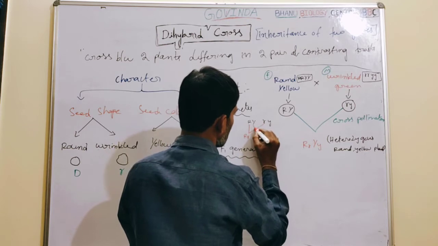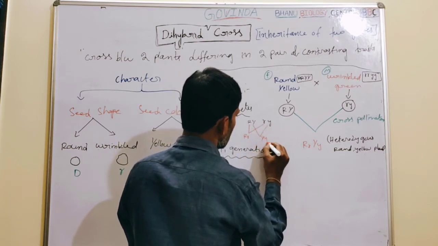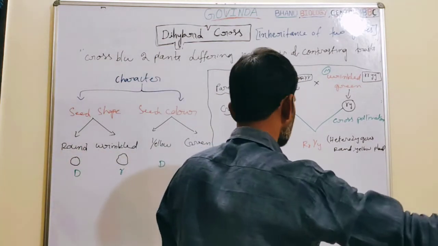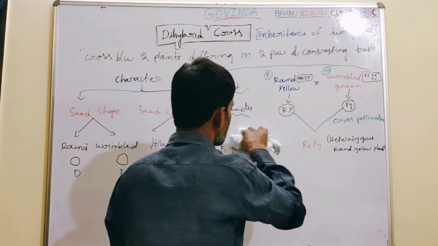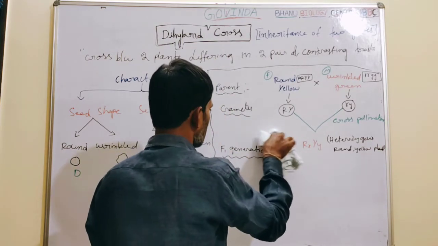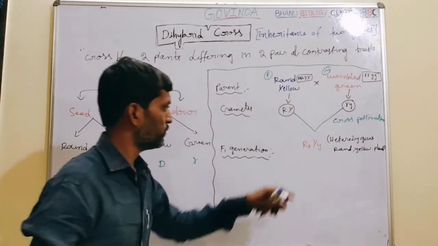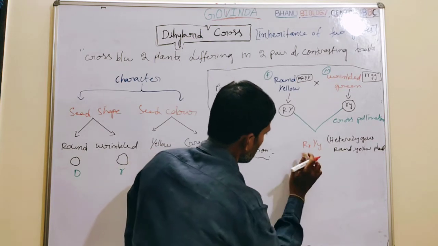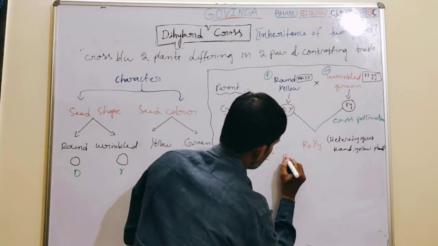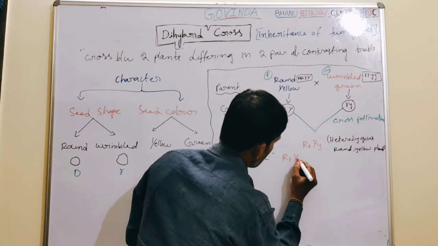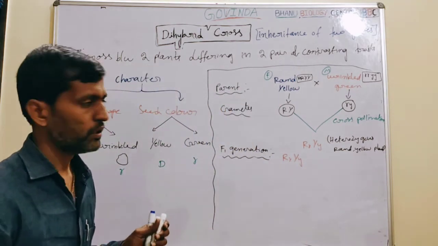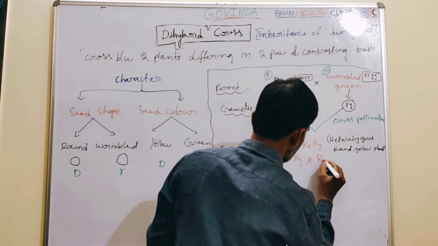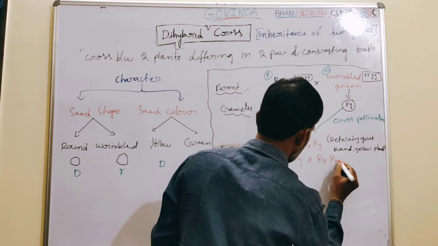So this one combined with this one, capital Y, small y, capital Y, small y. Next step, selfing of the F1 generation plants. Now I take these two plants here, capital R, small r, capital Y, small y, into the same plant with same genotype, capital R, small r, capital Y, small y.